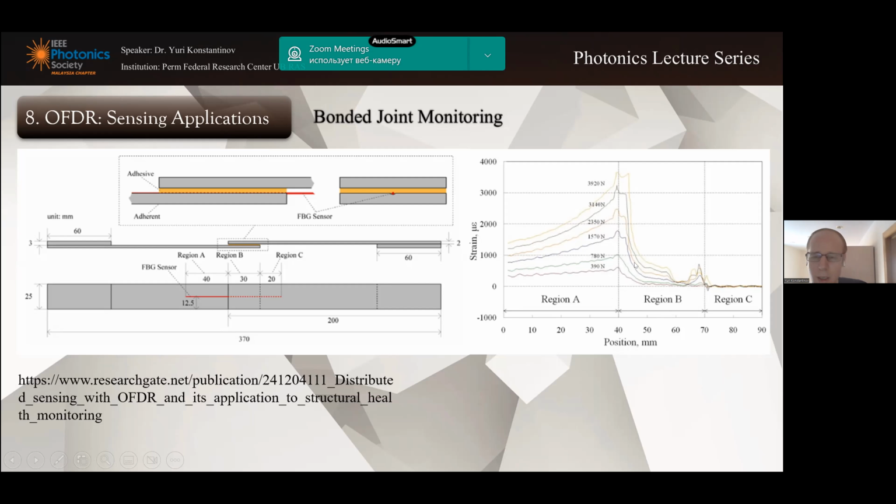But in such case, they used OFDR and tested it with different forces, and they can see the profile of the strength of this bonded joint with rather high resolution, about tens of microstrains or something like this. And the spatial resolution of these systems was about 1 millimeter or even less.